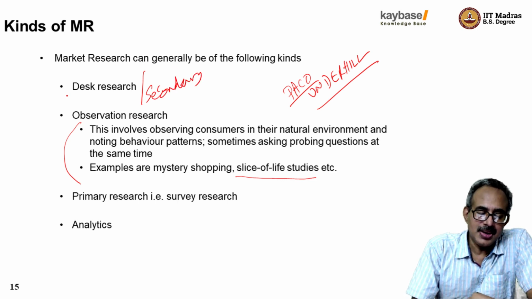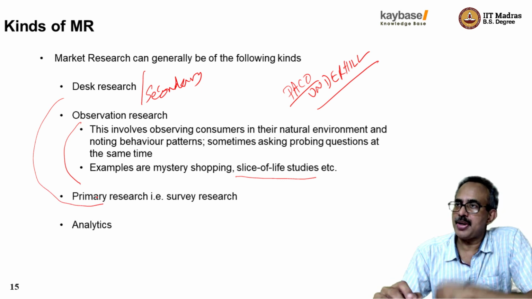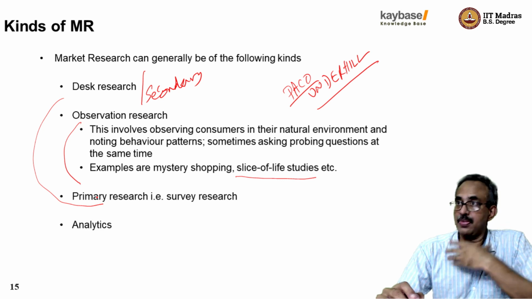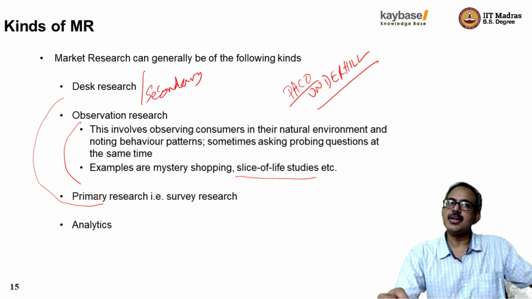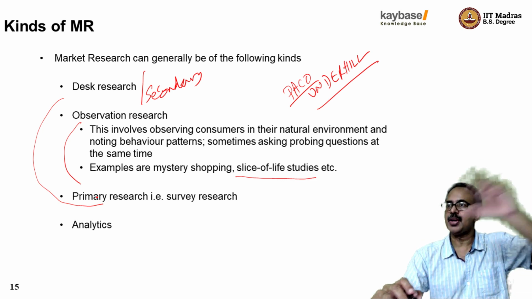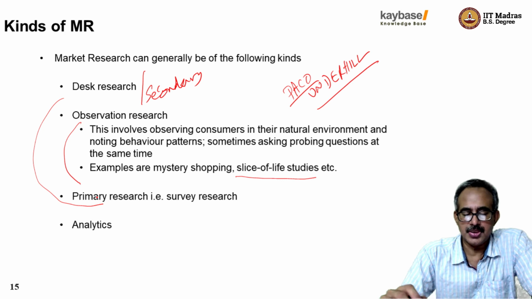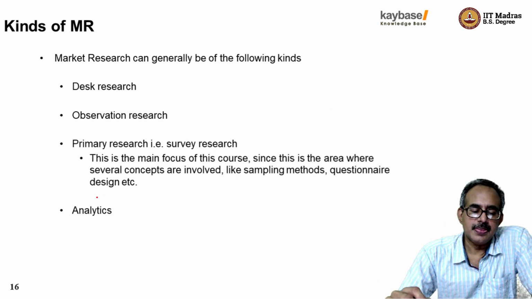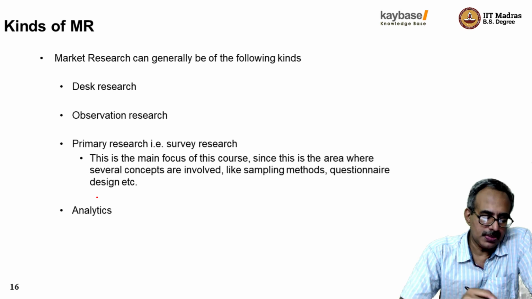And that is the reason survey research is known as primary research. So primary as in go out and collect data fresh for us. Desk research, secondary as in we see data which is already collected by somebody and is published. Right? Okay. So let's look at primary research. So primary research is the main focus of this course.